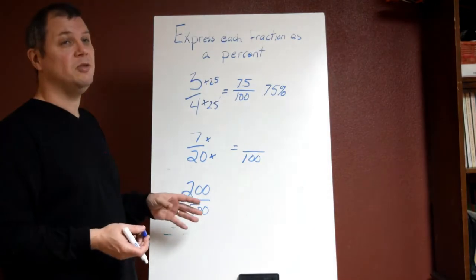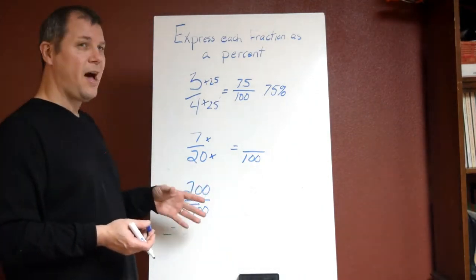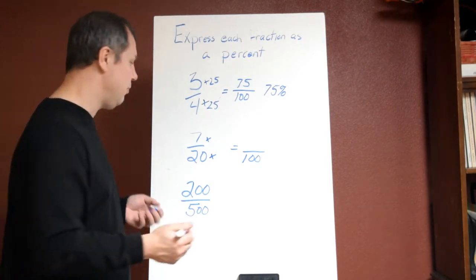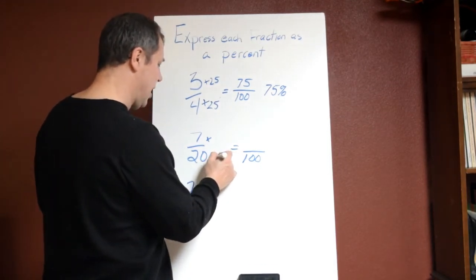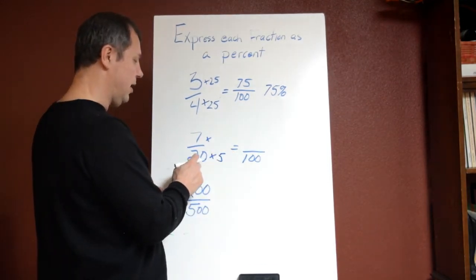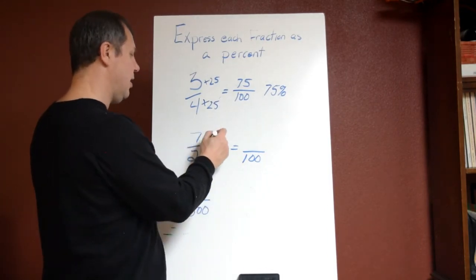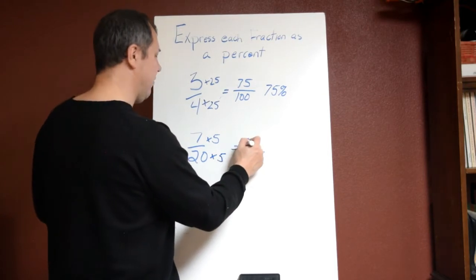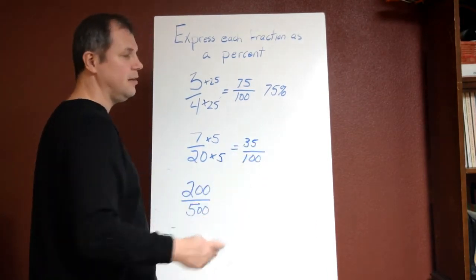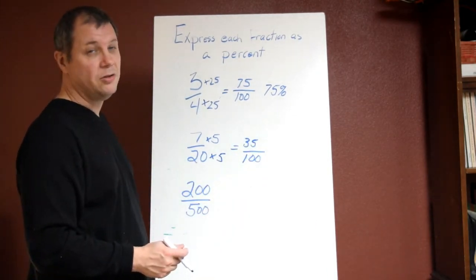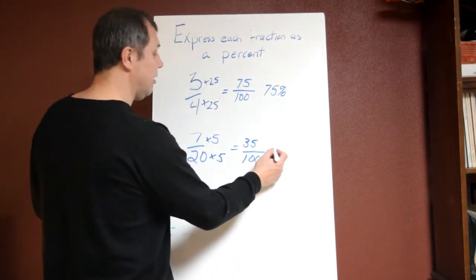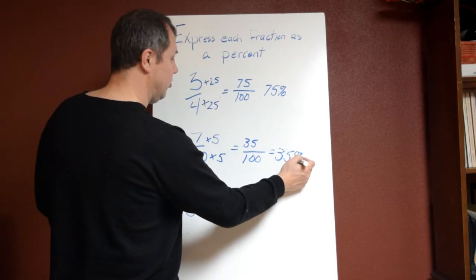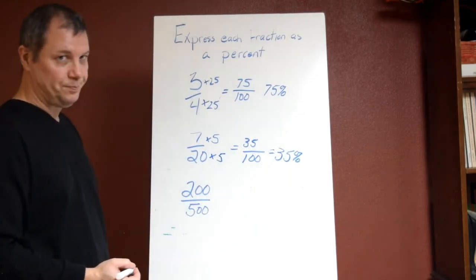And Junie this time shouts out, 5! 5 times 20 is 100. And I'm like, Junie, you're brilliant. So I multiply the denominator, 20 times 5 equals 100. Then I also have to multiply the numerator by 5, and it gives me 35. So since the denominator is already 100, I know that my numerator equals the percent. So that comes to 35%.